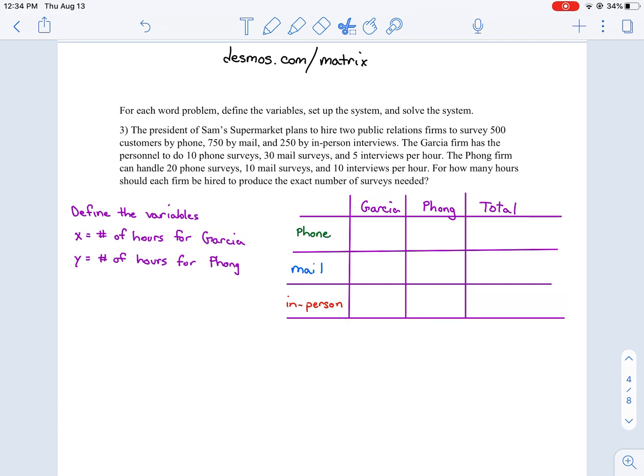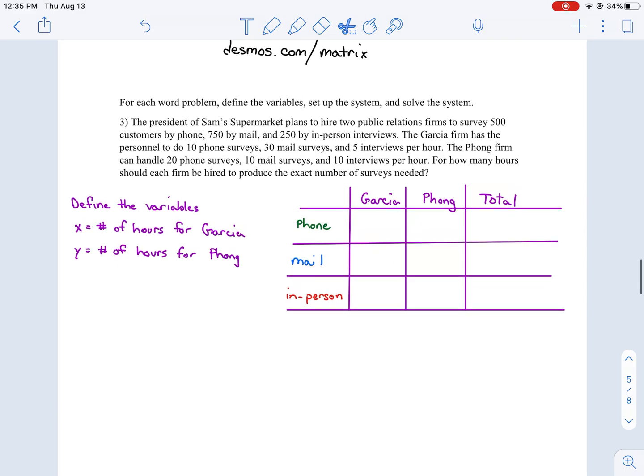Let's begin. The president of Sam's Supermarket plans to hire 2 public relations firms to survey 500 customers by phone, 750 by mail, and 250 by in-person interviews. The Garcia firm has the personnel to do 10 phone surveys, 30 mail surveys, and 5 interviews per hour. The Fong firm can handle 20 phone surveys, 10 mail surveys, and 10 interviews per hour. For how many hours should each firm be hired to produce the exact number of surveys needed?